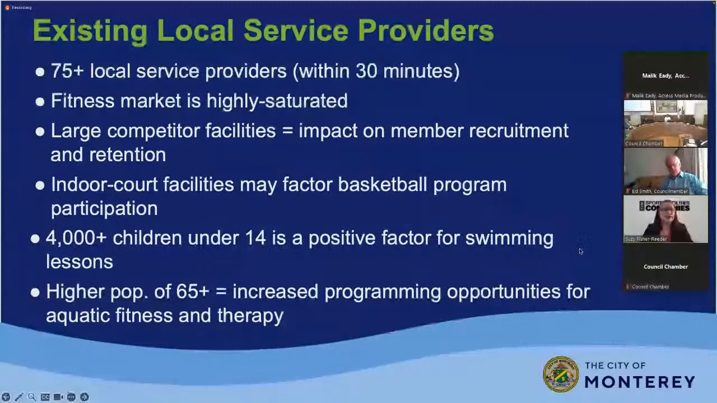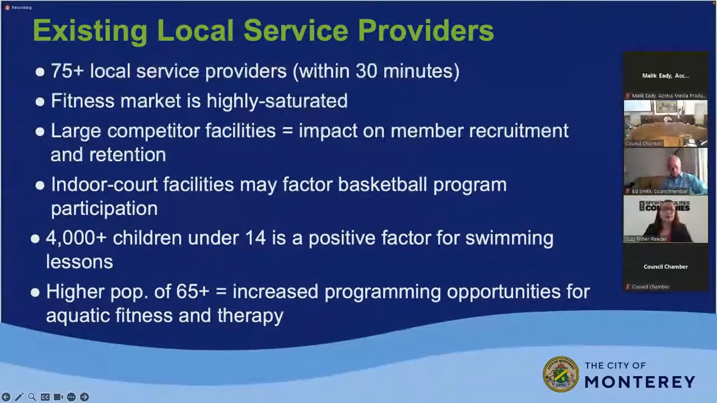The Monterey Sports Center population that is using the facility now, while it has a higher age range, does allow for increased opportunities for aquatics fitness and fitness therapy in the pool. The 4,000 children under 14 in your local drive time, your 10, 15, 30 minute population, is a positive factor for swimming lessons and your aquatics programs.